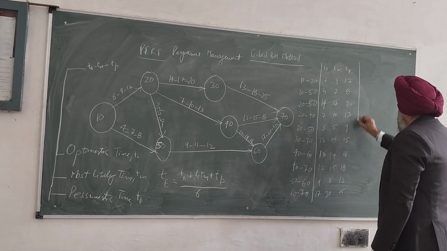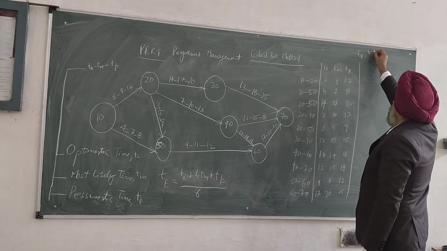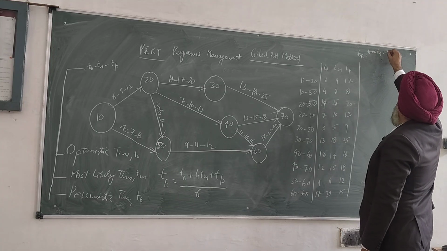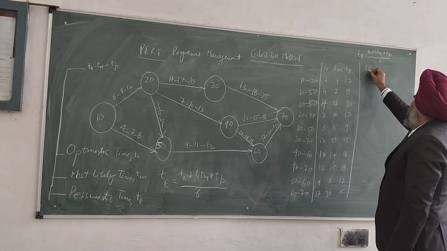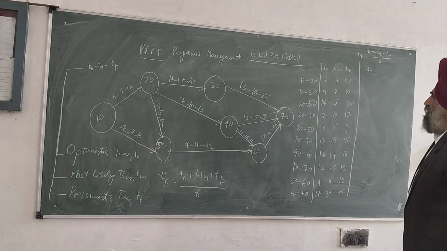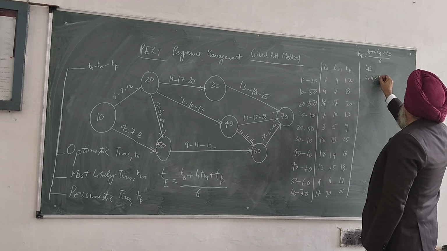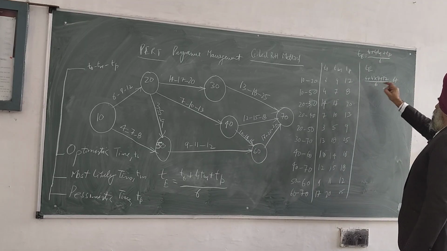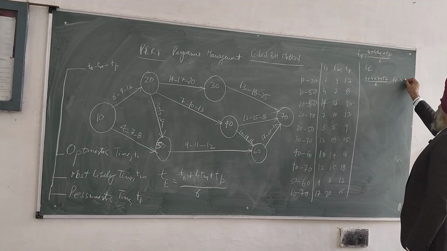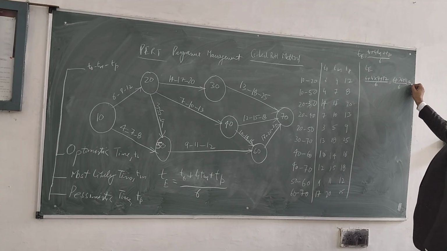Now we'll calculate the expected time. The expected time is equal to TO plus 4 times TM plus TP upon 6. We know the formula. So we'll calculate the expected time for each activity. This will be one single unit. If you look here: 6 plus 4 times 9 plus 12 over 6. So 6 plus 36 plus 12 over 6 becomes 54 over 6, which is equal to 9.